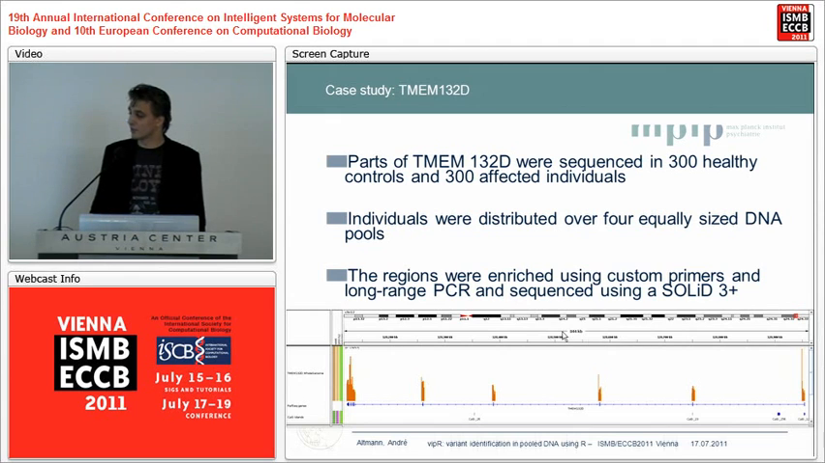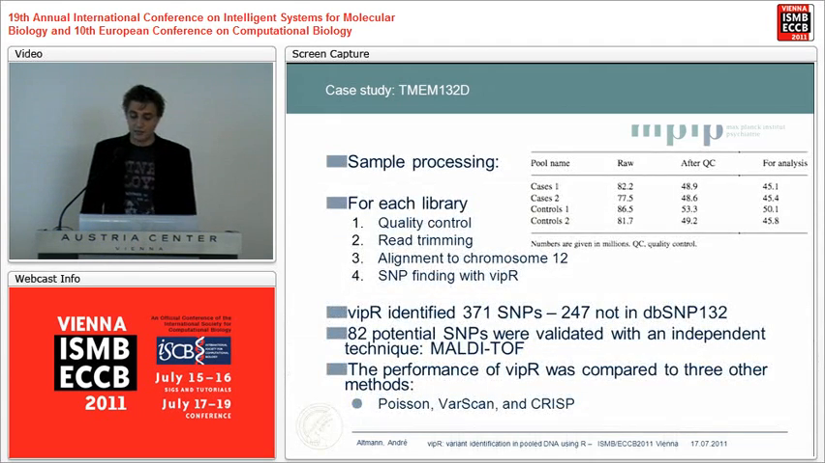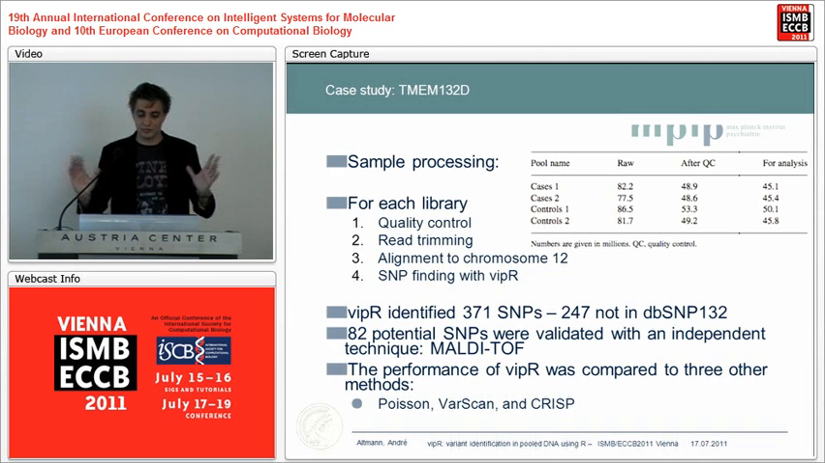We sequenced on a SOLiD 3+ sequencer. Here's a brief overview of our sample processing. For each of the 4 pools, we generated roughly 80 million reads. Then we had a quality control and read trimming step, and we ended up with approximately two-thirds of the reads we had initially. Everything we had, we aligned against chromosome 12 using the Burrows-Wheeler Aligner. In the end, we had 45 million to 50 million reads for that region for our analysis.